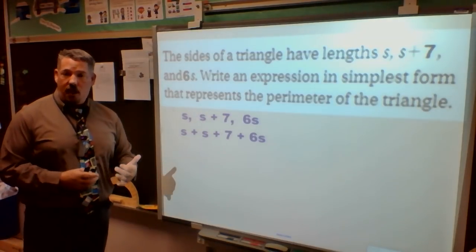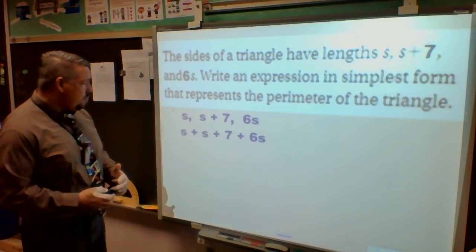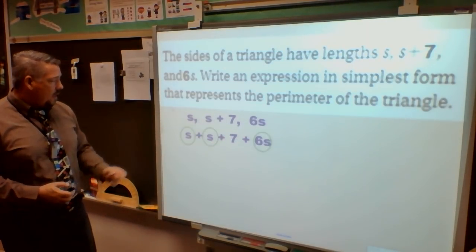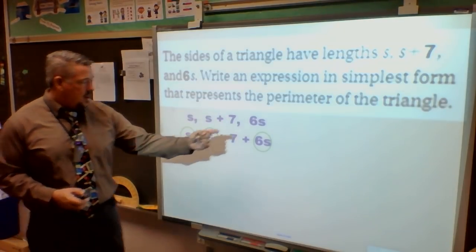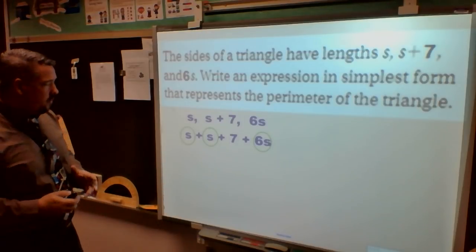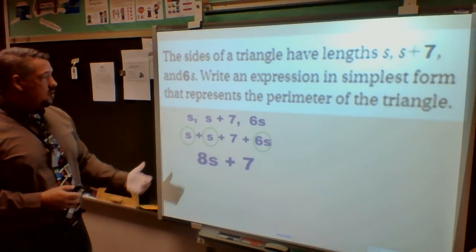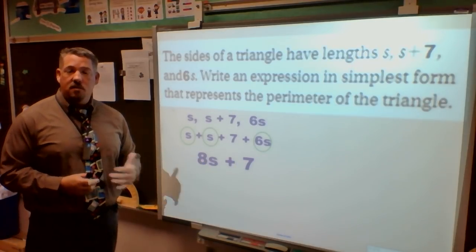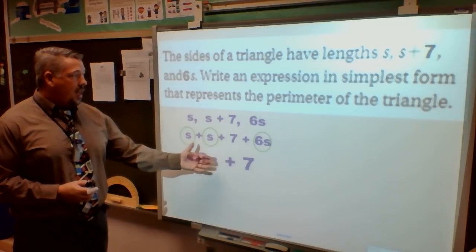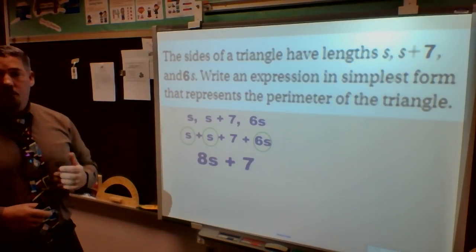That takes us back to last week then. Like terms. The like terms are the ones that have the S's to themselves. So I have an S, and an S, and like terms, since it's addition, I just push them all together. 6 plus 1 gives me 8S. So my simplest form of writing this math problem would be 8S plus 7. That is my expression, which it asks for, in the simplest form, to find the perimeter of the triangle.